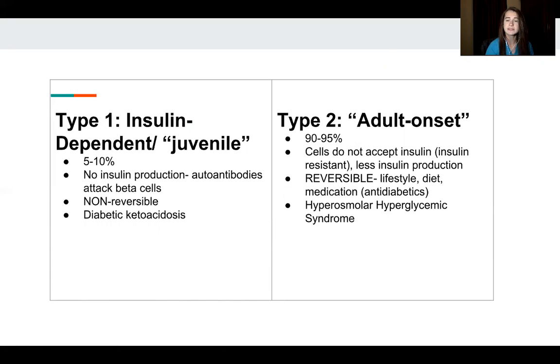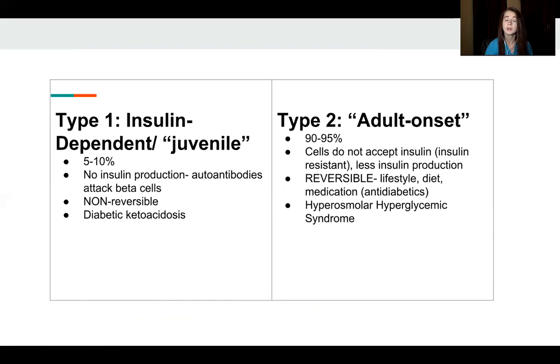Type 2 diabetes is adult onset. It makes up 90 to 95% of the population. So most of our diabetics in the hospital will have type 2 diabetes. That's often due to obesity, a sedentary lifestyle, and the cells do not accept the insulin. They are insulin resistant, and there's less insulin production as well.